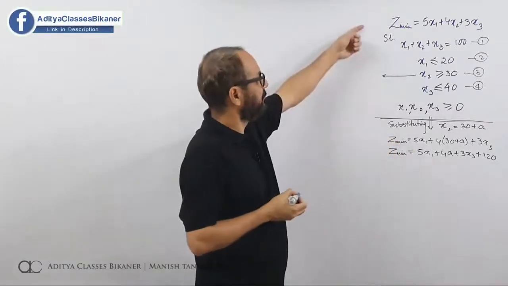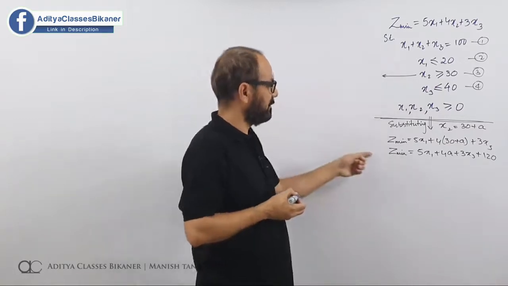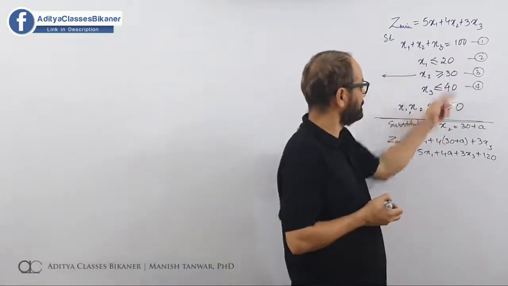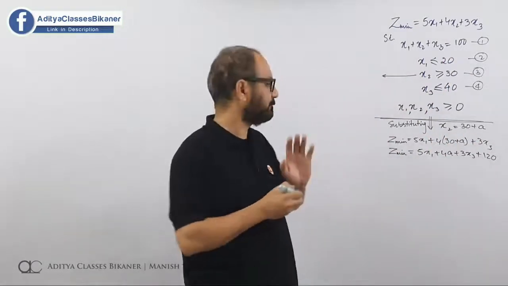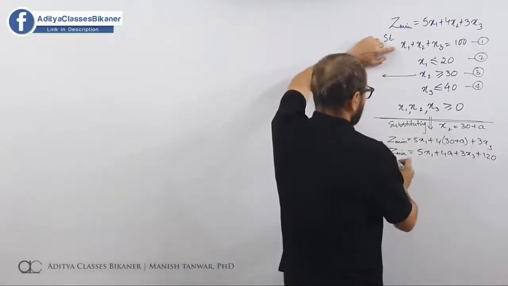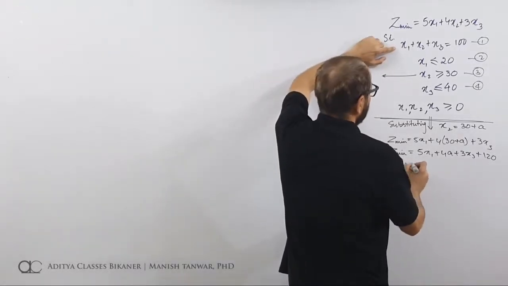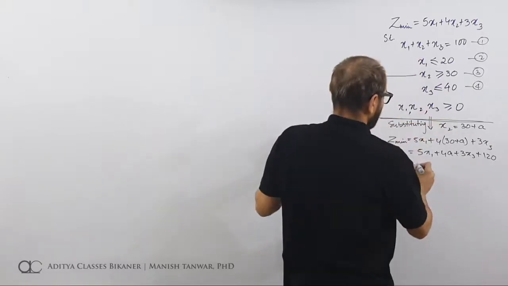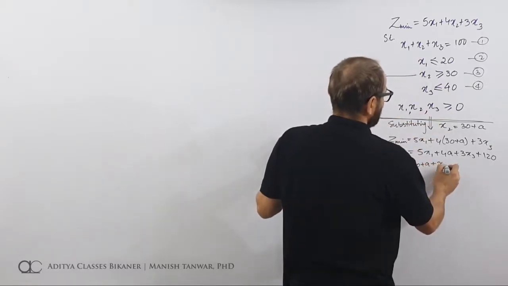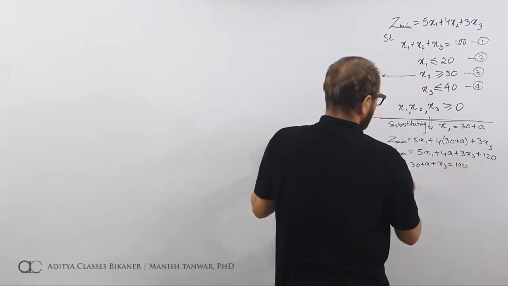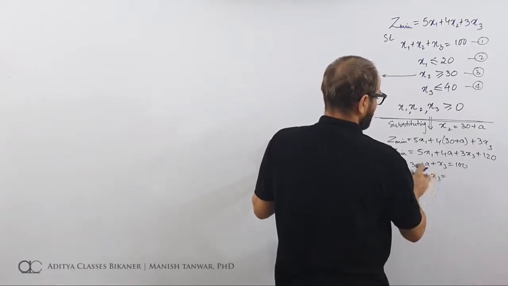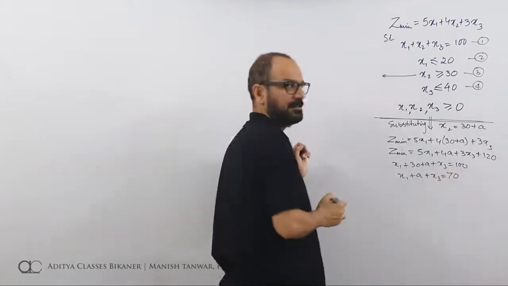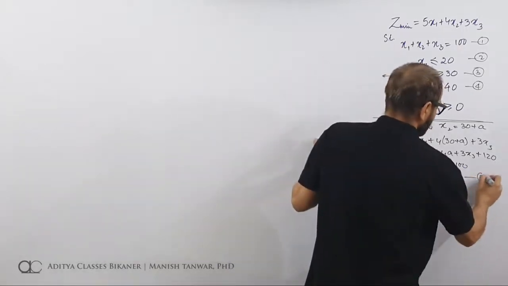So zmin, which looked like 5x1 plus 4x2 plus 3x3, is now 5x1 plus 4a plus 3x3, and this 4a has a constant addition of 120 also. What about the first constraint? It will become x1 plus, instead of x2 I am writing 30 plus a, plus x3 is equal to 100, thereby making it x1 plus a plus x3 is equal to 100 minus 30, making it 70. This becomes my first constraint.